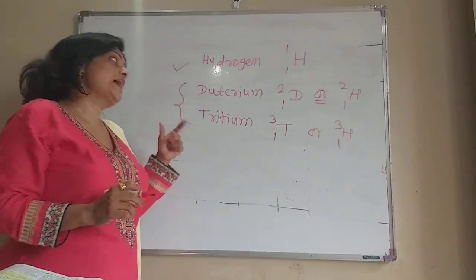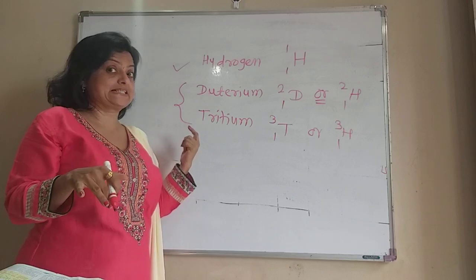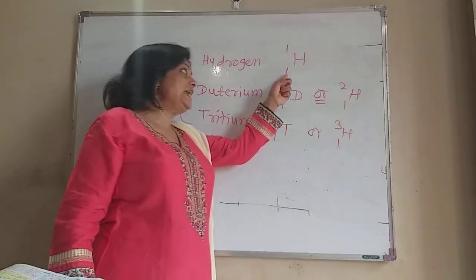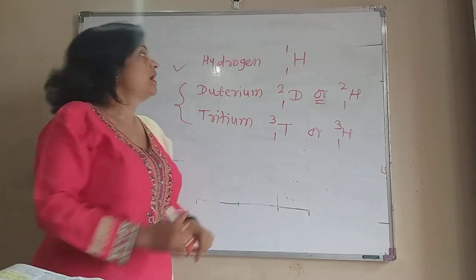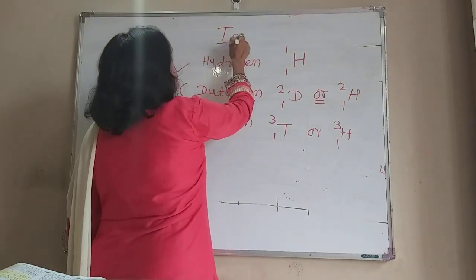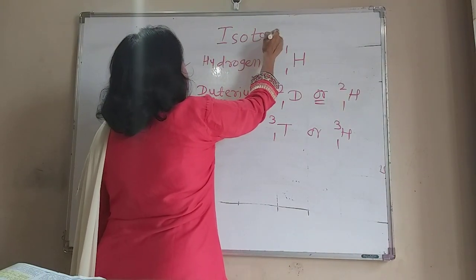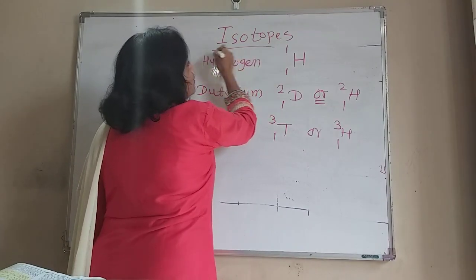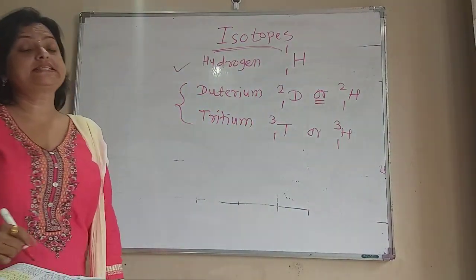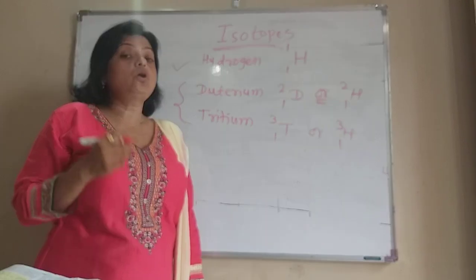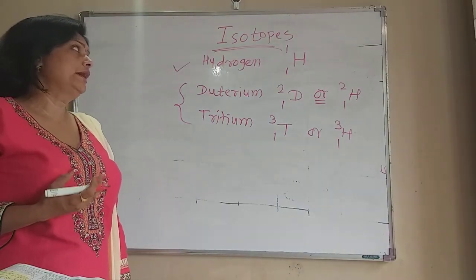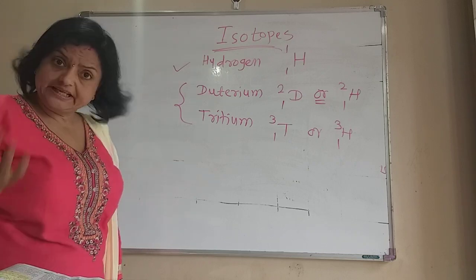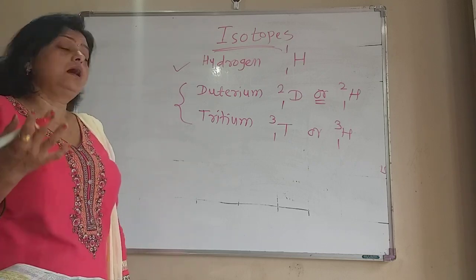So such atoms of the same element having the same atomic number but different mass number are called the isotopes of that element. Isotopes in Marathi is called samasthanike. Now as hydrogen has 3 different isotopes, hydrogen or protium, deuterium and tritium.